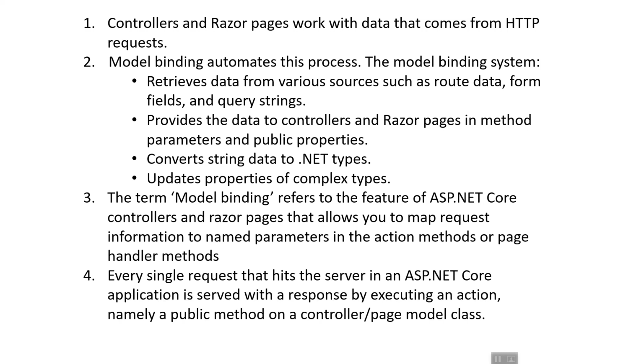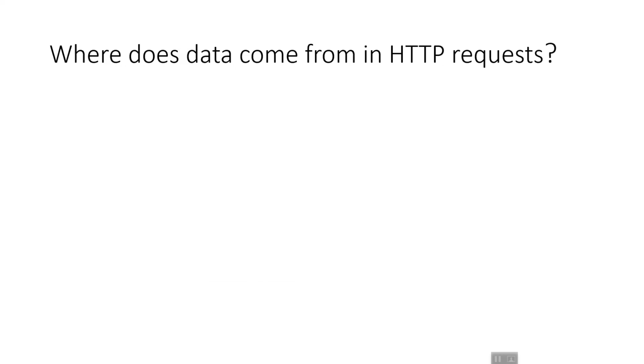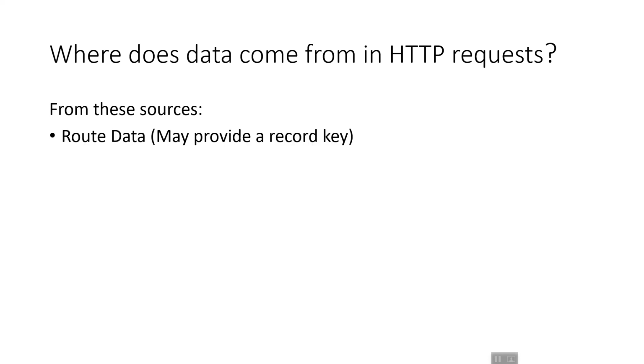Every single request that hits the server in an ASP.NET Core application is served with a response by executing an action, namely a public method of a controller or page model class. So where does this data come from in the HTTP requests? We have briefly seen that it comes from several sources. Now here they are in more explanation, in slightly more detail.